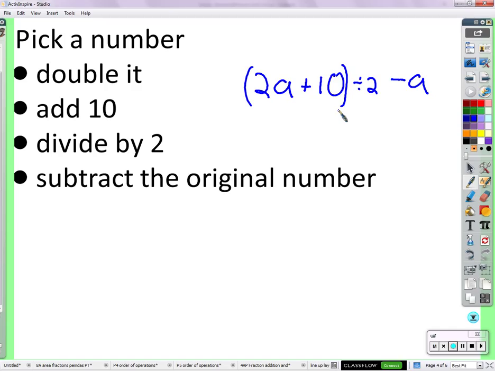Try it again. Put your number in there. You should come out with 5. And I'll just tell you right now, just so that you'll know, you will end up with 5 if you follow this order the way we had it written.